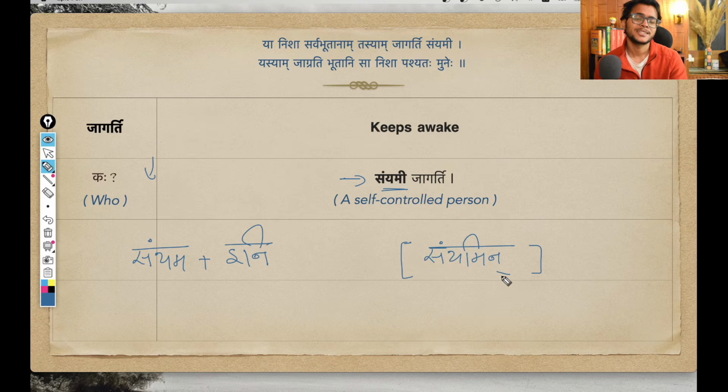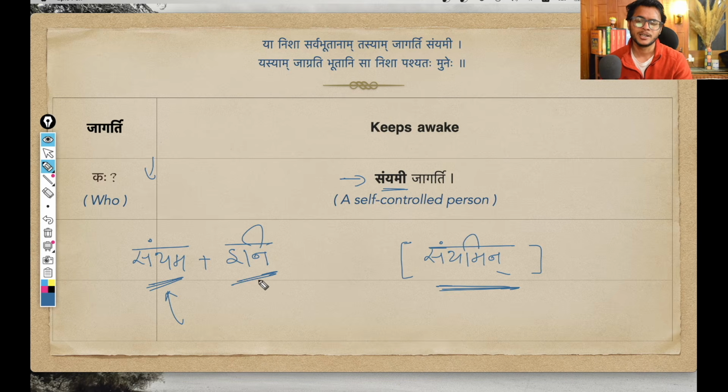Because this Pratipadika itself is coming from another Pratipadika. We already have discussed that to create a new Pratipadika from an existing Pratipadika, we use Taddhita Pratyaya. So the existing Pratipadika here is Sanyama, and Sanyama basically means control, restraint. And this is being modified using Ini Pratyaya. Ini is one of the Taddhitanta Pratyaya. So this is modified by Ini Pratyaya and as a result we get a new Pratipadika, Sanyamin.